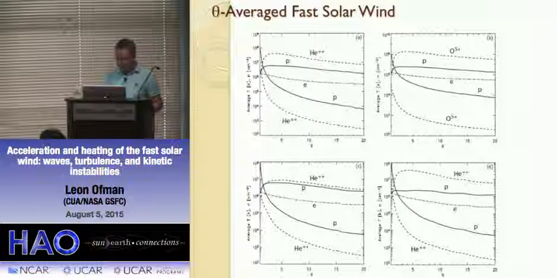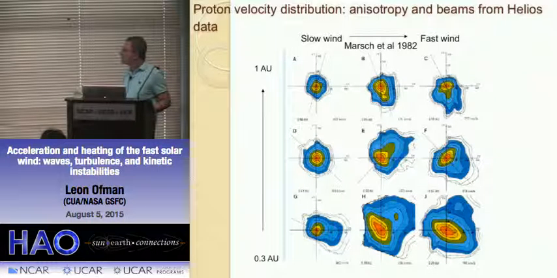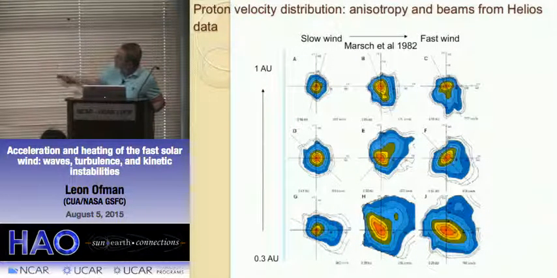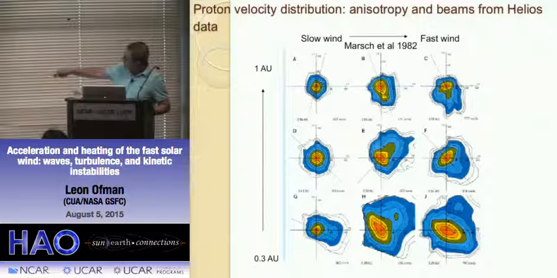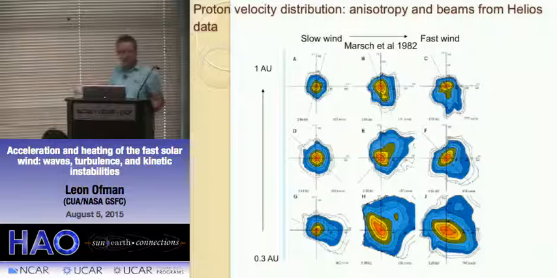Now, however, looking at the velocity distributions, this is from Helios data from Marsch et al. 82, one can see that the velocity distributions are far from Maxwellian, especially when we are looking at the fast wind. So this is slow wind, this is some intermediate range, and this is fast wind. The direction of the magnetic field is shown by this dashed line. You can see that the velocity distributions are highly anisotropic. That means that they're wide perpendicular to the field compared to the direction parallel to the field. And this temperature anisotropy is very strong in the fast wind as you look close to the sun. Of course, it decreases as you go farther out.